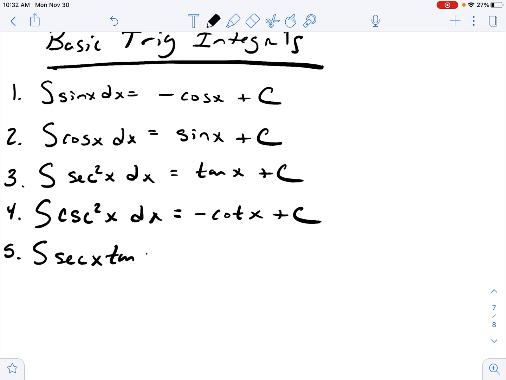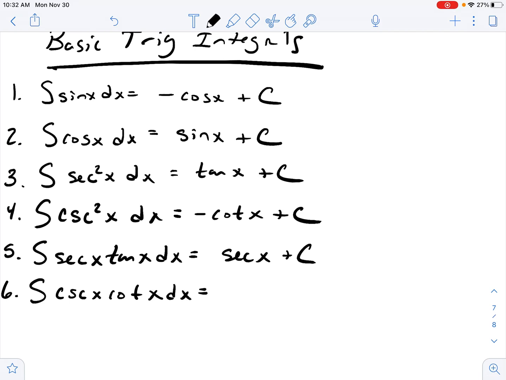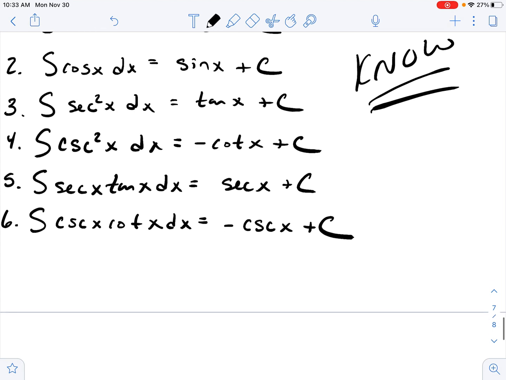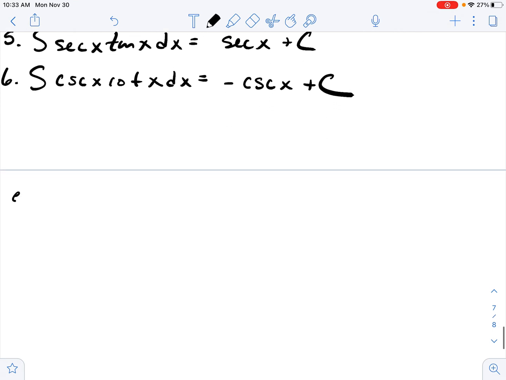The integral of secant x tangent x takes us back to the secant function, because the derivative of secant x is secant x tan x. And last but not least, cosecant x cotangent x would be the derivative of the negative cosecant function. So you want to know these and just study them up a little bit, okay? And then you can see some examples like the following.